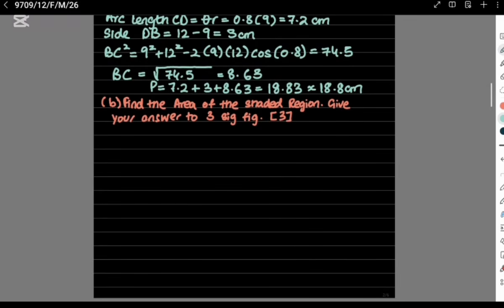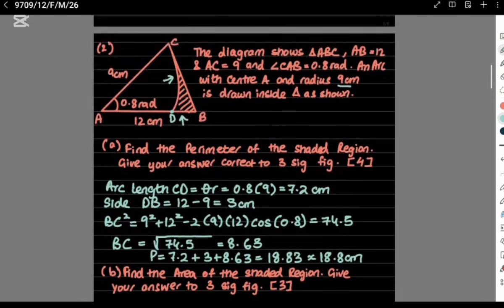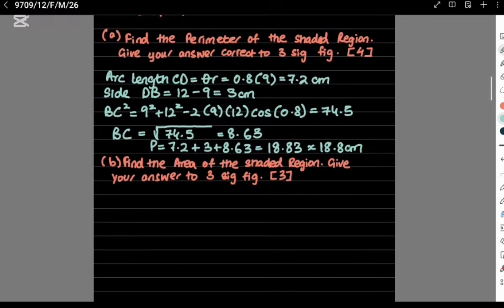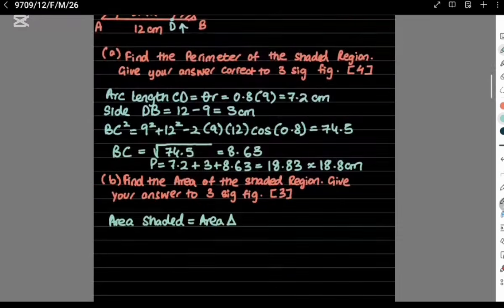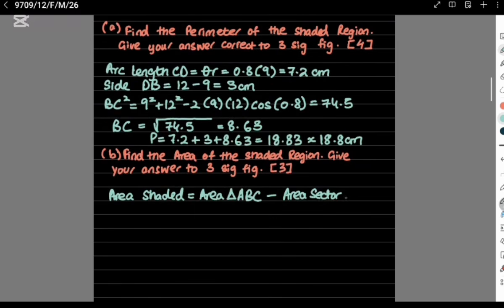Now they want us to find the area of the shaded region. Now the area of the shaded region is just simply the area of triangle ABC minus the area of the sector ADC.